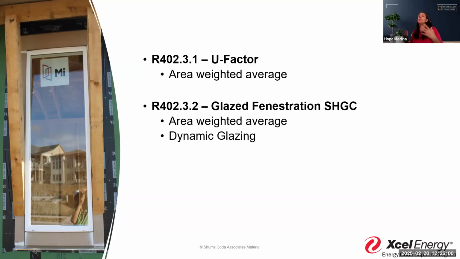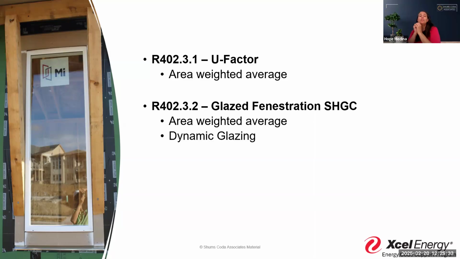And it's this area weighted average. Basically what you're doing is you're taking the amount of area of a certain type of window, their U factor is 0.30, and then you've got a certain amount of area that is 0.32. And when you average all of that out, it equates to a 0.31 type of deal. Obviously it's a little bit more complicated than that, but the code allows for you to do that for your U factor. It also allows you to do that for your solar heat gain coefficient.